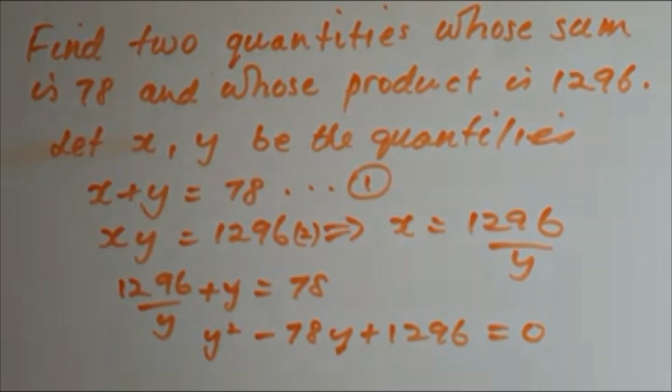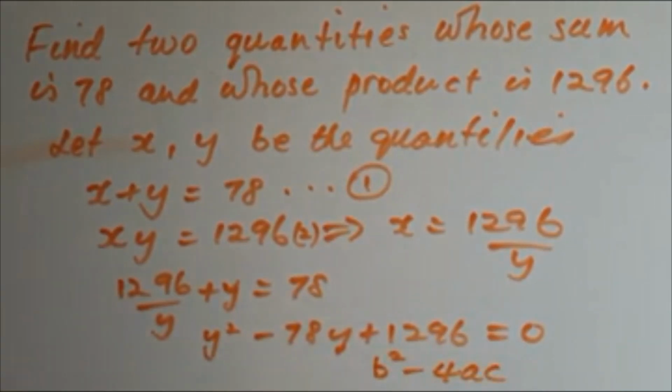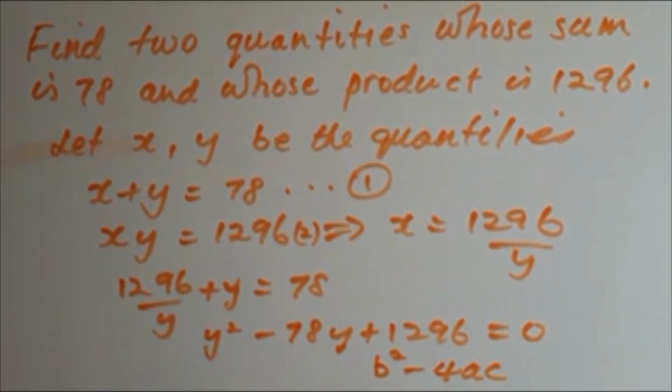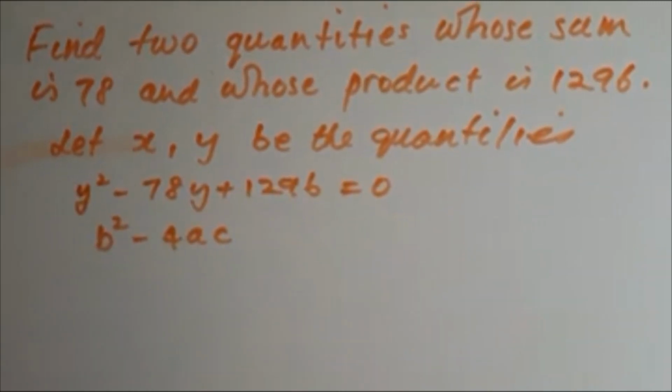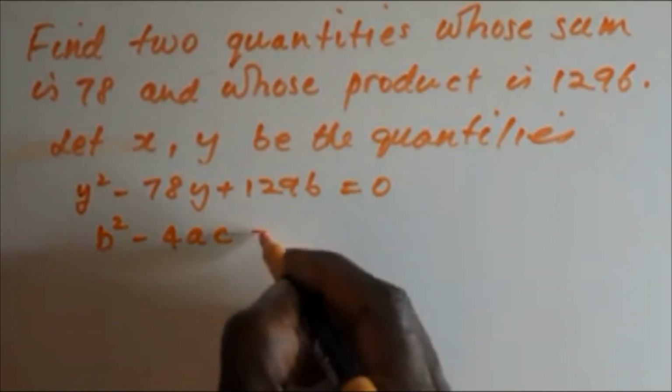What we could do first, before trying to find factors, is check b squared minus 4ac. Now b squared minus 4ac is called the discriminant, which will give us an idea of the nature of the roots of this quadratic equation. So here we have our quadratic equation and the discriminant. We'll see what this is.